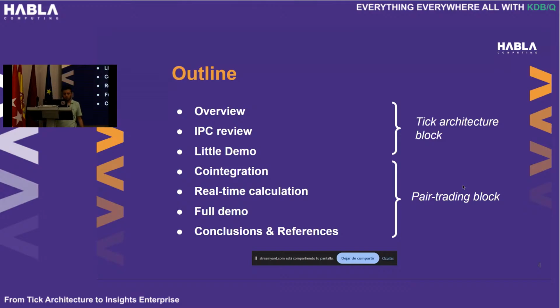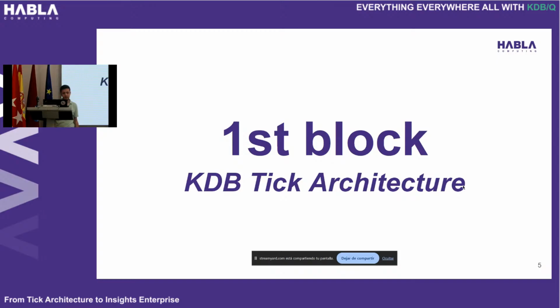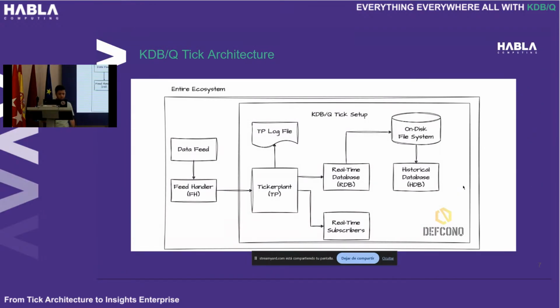So let's start with the tick architecture. I took this graph from a blog by Alexander Unterreiner, DEFCON Q. This is a pretty good blog, so I recommend it. Here in this graph, we see some boxes and some arrows. Each box is a KDB process, and each arrow is a connection from one process to another.